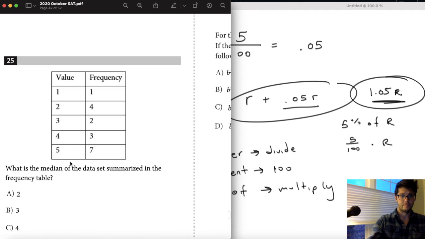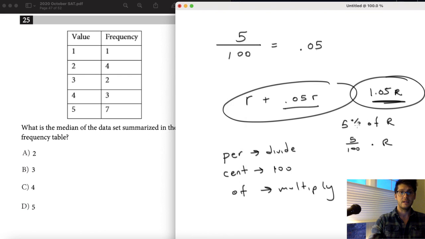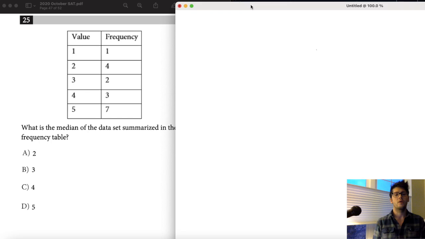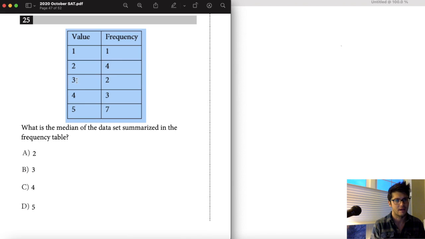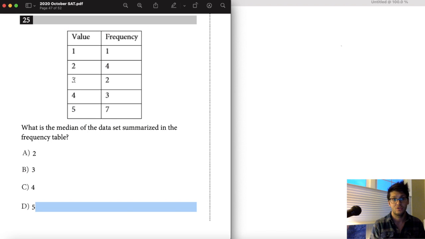25. Median of the data set summarized in the table. Okay, so here's what you've got to know right away. It's not going to be the middle number. The median is the middle number, but it's not going to be the number that just looks like it's in the middle. This 3, it's not going to be that. It might be the 2, but it's probably not. This middle bar is where people are going to get themselves into trouble.